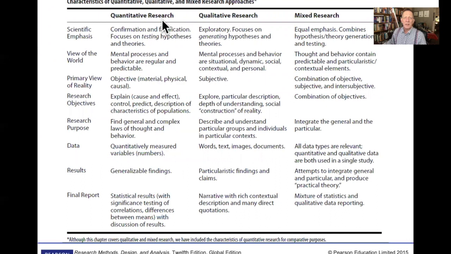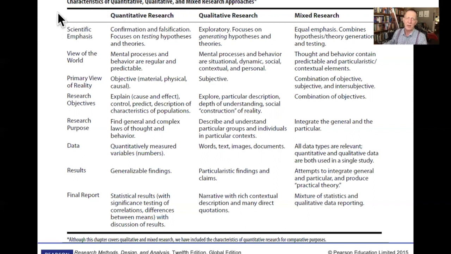Here we have the characteristics of the three approaches, and please note that this is this particular textbook's summary of the three paradigms or approaches. I have a bit of a different view on this, but I will not confuse you. I will refer to that a little bit later on in this lecture. But you need to know what people usually think about these things.